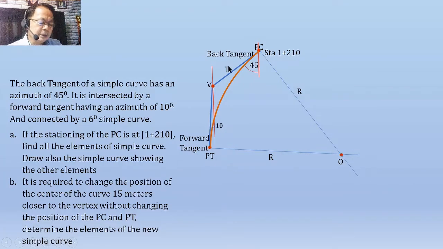So this line will be our tangent line, the line that connects PC and the vertex. Similarly, the same is true with the line connecting our vertex and the PT. This is also our tangent distance. And this angle between the lines drawn from PC to PT towards the center will be our intersection angle defined by I. And that is also the same angle as the angle between the extension of the tangent line from here towards the forward tangent. So this is also our intersection angle.